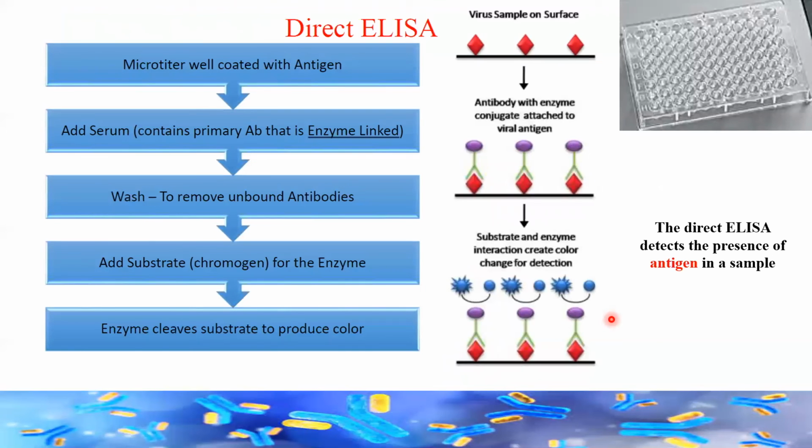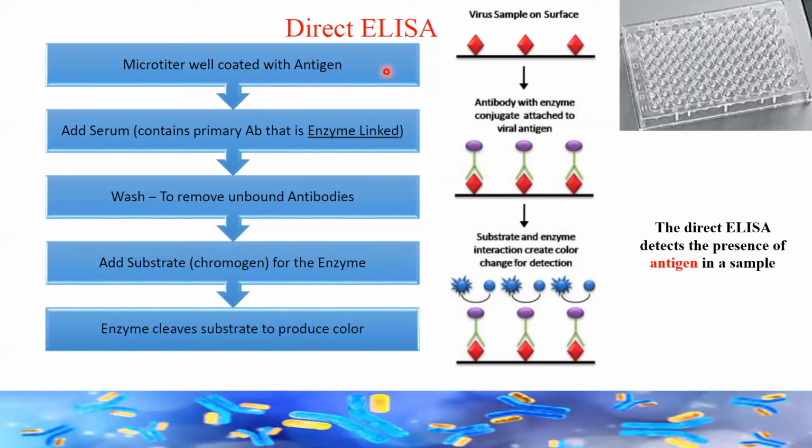So let us see now the direct ELISA. The first type of ELISA is direct ELISA. We have three types: direct, indirect, sandwich. We are going to look at each one by one. The purpose of direct ELISA is to detect the presence of antigen in a sample.